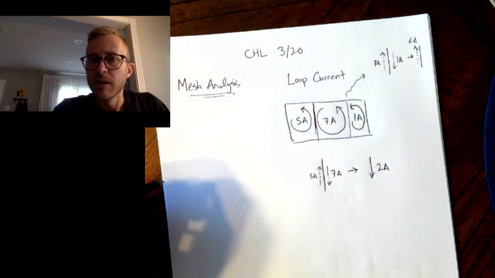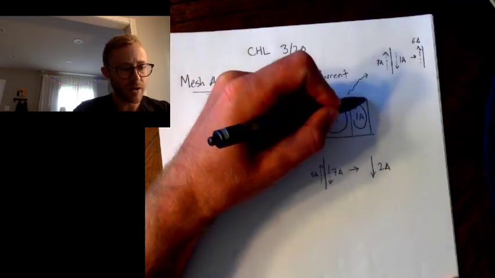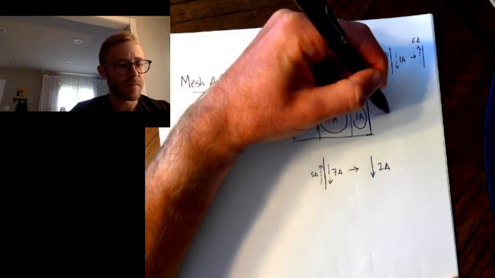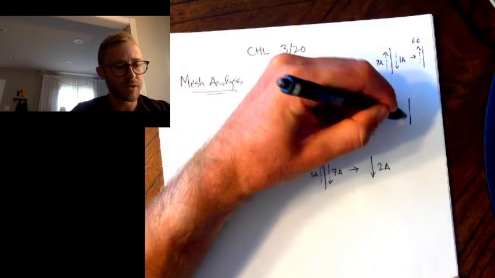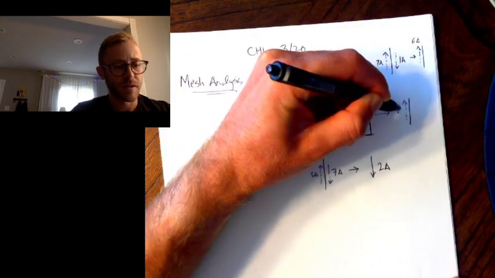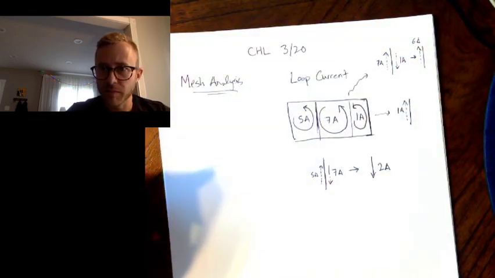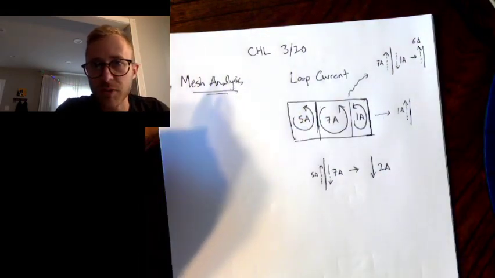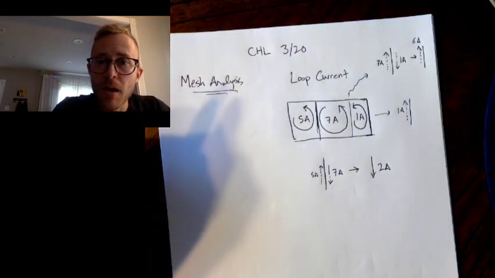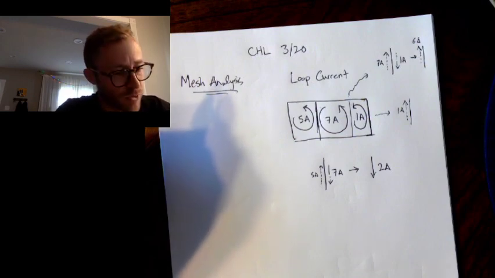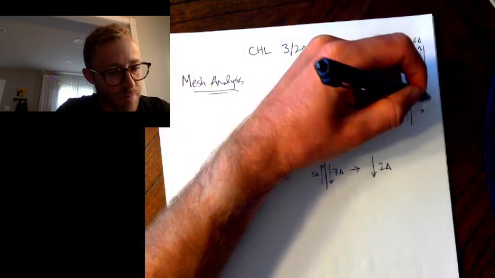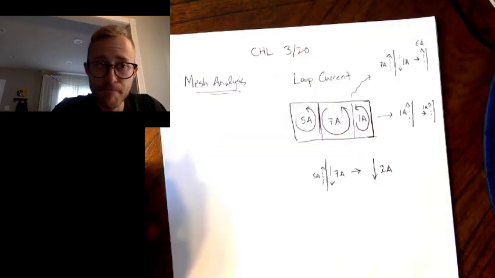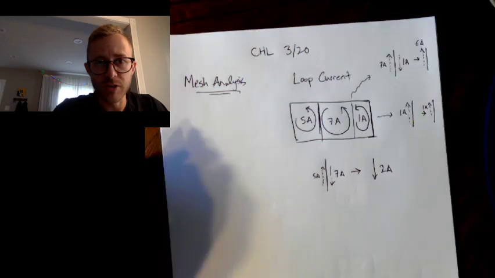Now, if we think about this segment of wire right here, it has a 1 amp loop current going up on the left-hand side, but there's no loop current on the right-hand side because the circuit just stops there. And so you would just say that you have a 1 amp current flowing. So you don't need to combine them at all if there's only one loop.